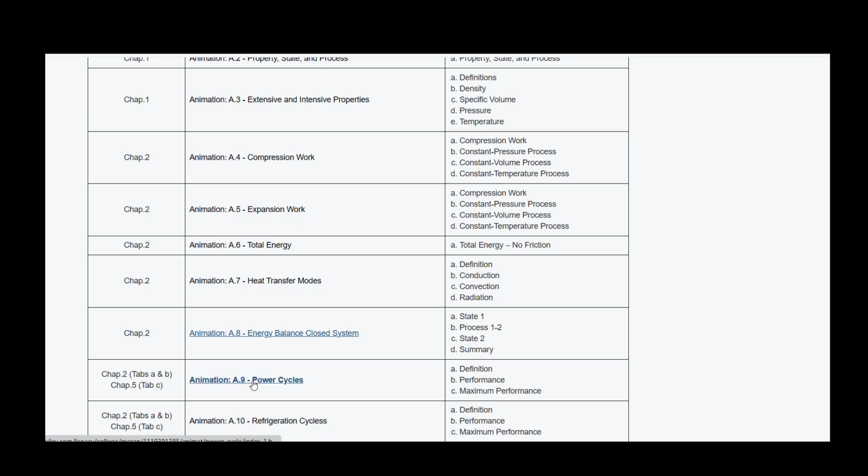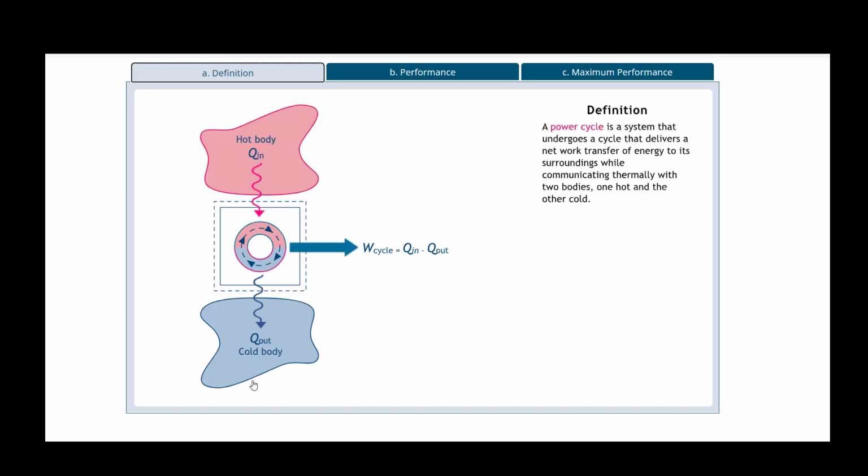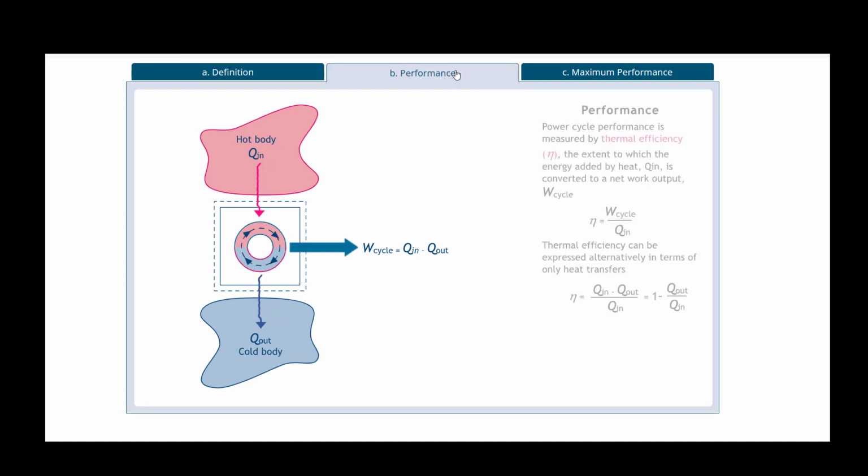Okay, and then let's look at some power cycles. We briefly talked about these. You can kind of see them. So the definition of a power cycle is a system that undergoes a cycle that delivers a net work transfer of energy to its surroundings while communicating thermally with two bodies, one hot and one cold. So you see the hot, you see the cold, and we have a hot body coming in and a cold body coming out, and then we have work cycle, Q in and Q out coming out.